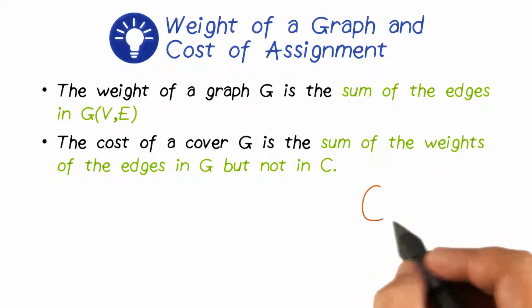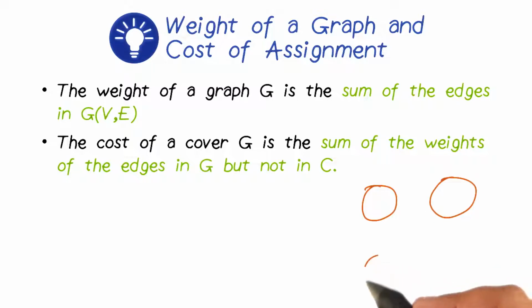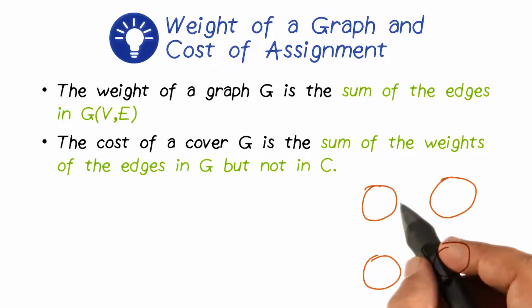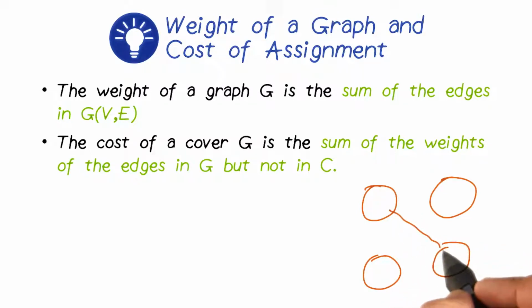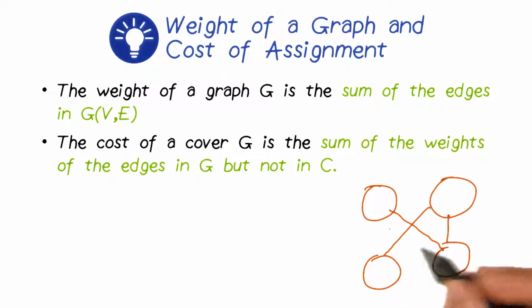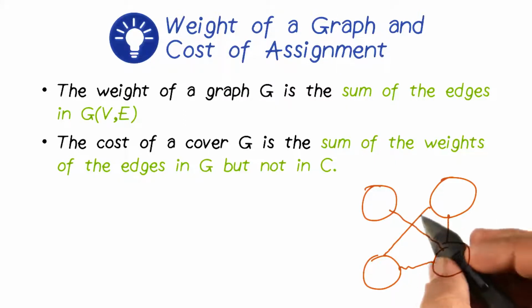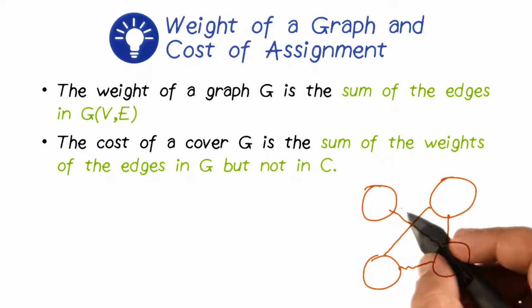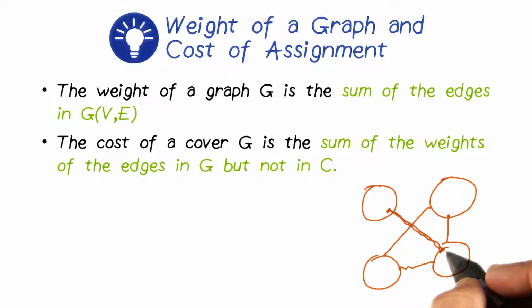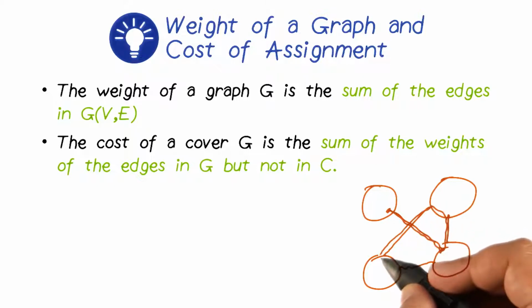So for example, here is a simple graph that I have. Let us try to find out its cover. The cover is giving us the set of edges. For example, we have these different edges here. One kind of cover would be to start from here, go here, then go here, and go here.